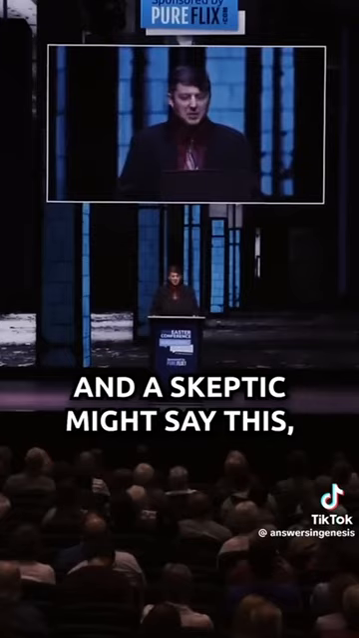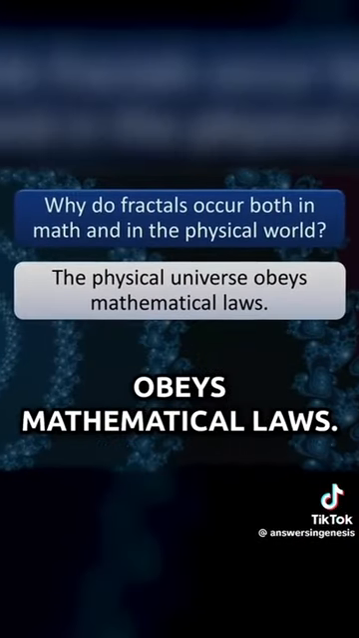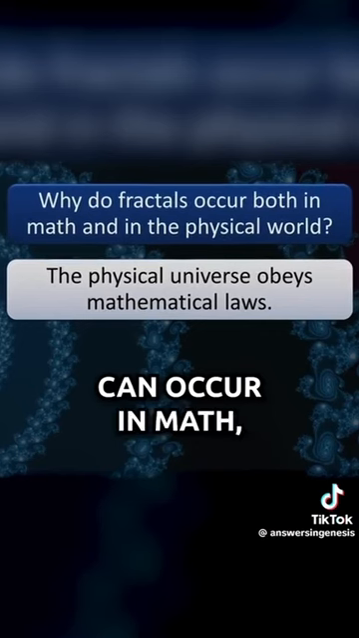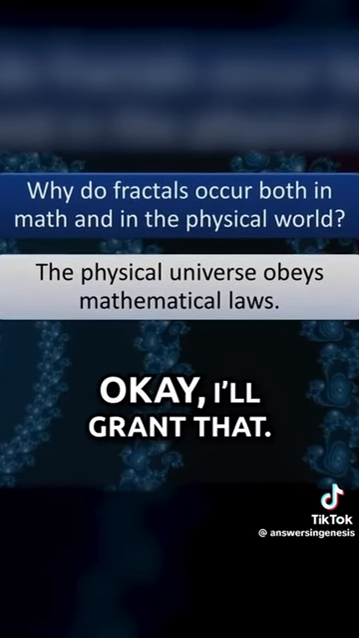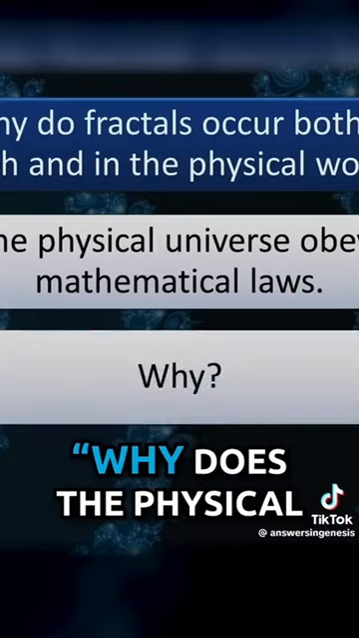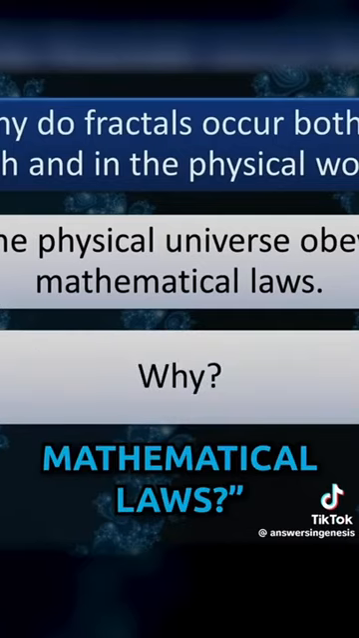And a skeptic might say this, well, the physical universe obeys mathematical laws. So it stands to reason if something can occur in math, it can occur in the physical world because the physical world obeys math. Okay, I'll grant that. But then I'm going to have to ask, why does the physical universe obey mathematical laws? And that is a stumper.